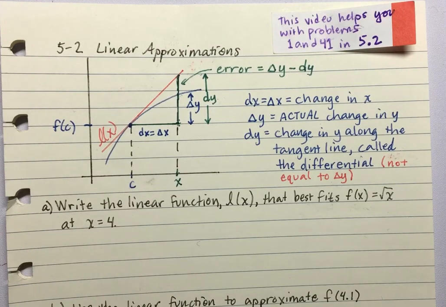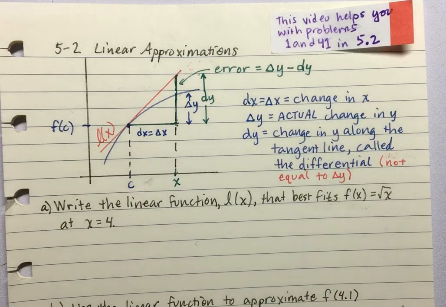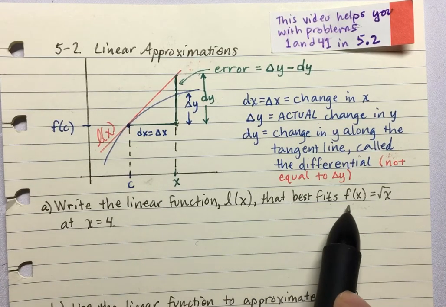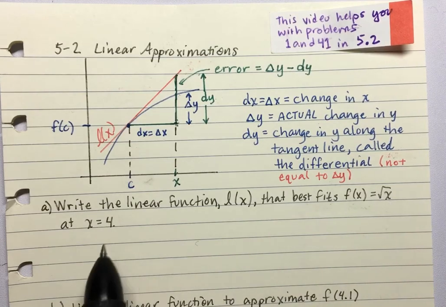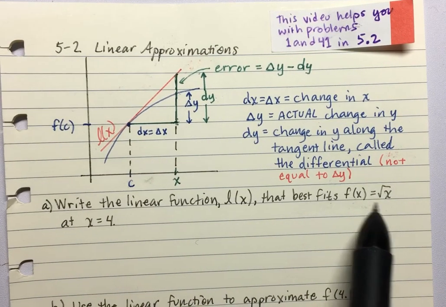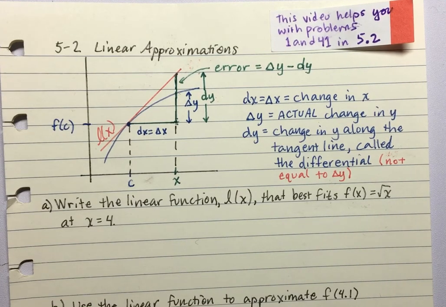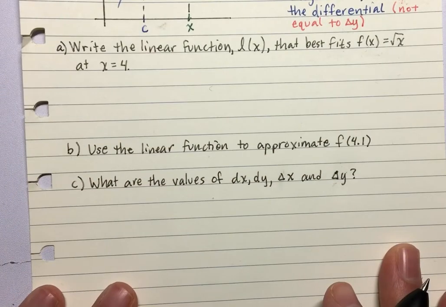These are the same kinds of instructions you're going to see in the book. This video is to help you with problems 1 and 41 in section 5.2. First of all, we're writing the linear function L of x that best fits f of x equals root x at x equals 4. This should seem familiar to you because you've been doing this for quite some time. It's just writing the equation of a tangent line. If we need the equation of a tangent line, we need a point and a slope, if we're using point-slope form.